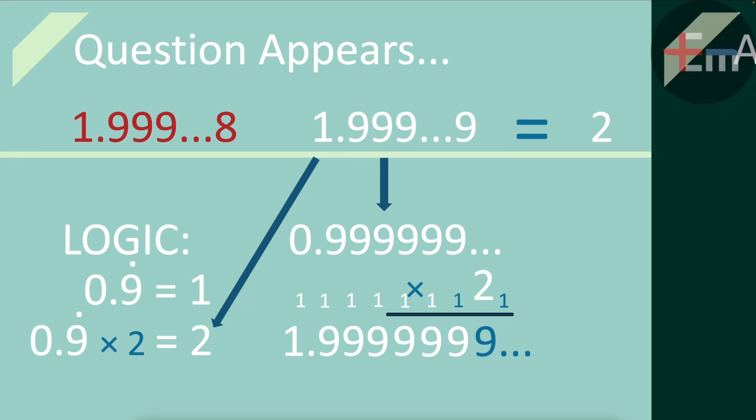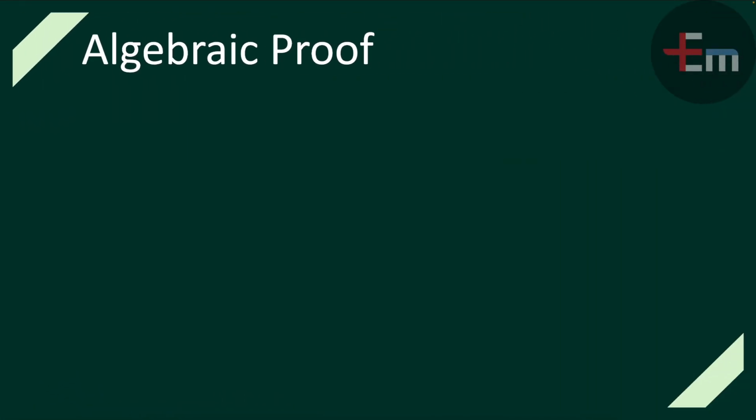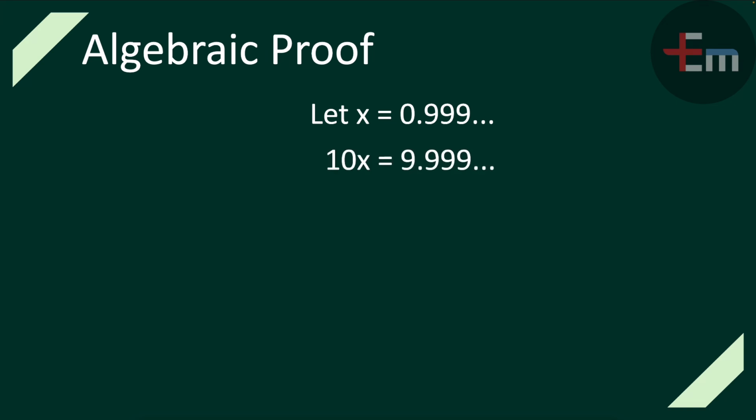The algebraic proof. You might have seen this proof in other videos, but it still is quite fascinating. If you let x equals 0.9 recurring, then 10x equals 9.9 recurring, since multiplying by 10 just means moving the decimal point one place to the right.